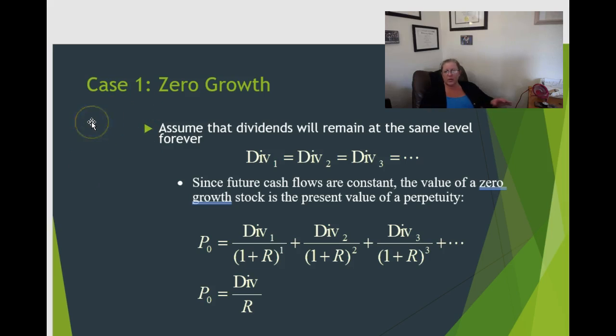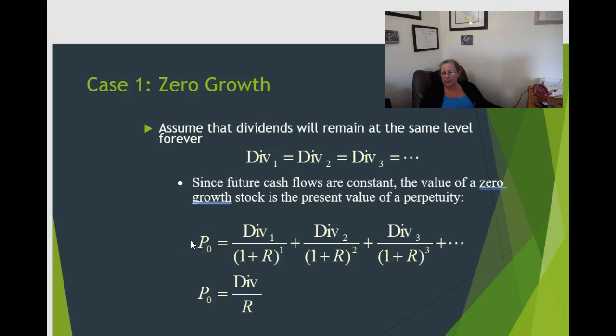Case one is zero growth. Here we're going to assume that dividends remain at the same level forever. So dividend 1 would be equal to dividend sub 2, would be equal to dividend sub 3, and it just keeps going. Because the future cash flows are constant, the value of a zero growth stock is the present value of a perpetuity. And so we can write this out two ways.